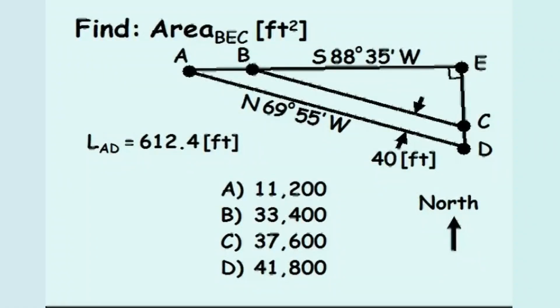Find the area of triangle BEC in feet squared. In this problem, 5 points A through E make up the vertices of two triangles, which share point E. The angle at point E for both triangles is 90 degrees, and the bearings of side lengths AE and AD are given. The length of line segment AD is also given.